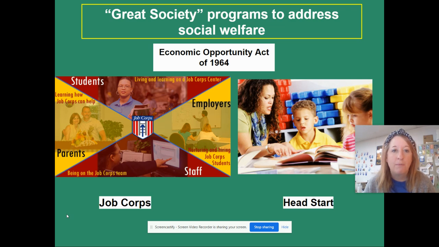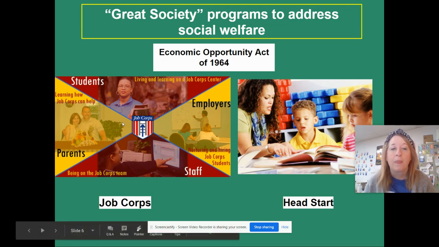And the first thing I want to mention is the Economic Opportunity Act of 1964. So this is the program that actually established many of the programs that you're going to see here. And this is essentially the law that he signed that will give money and create government agencies to allow these programs to run. So the first category I'd like to discuss is social welfare.